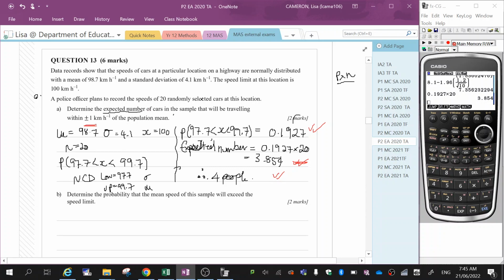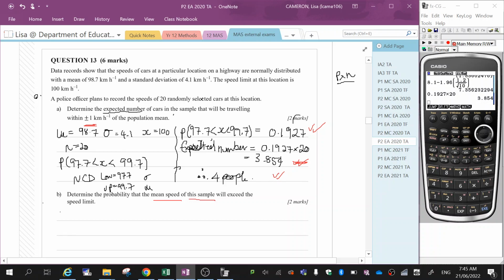We were just looking for within 1 kilometre of it. Now, determine the probability that the mean speed of this sample will exceed the speed limit. So now we're testing the mean speed, not just whether or not a single speed. And that's the difference. That's why we get to use the other formula. So we are testing that.